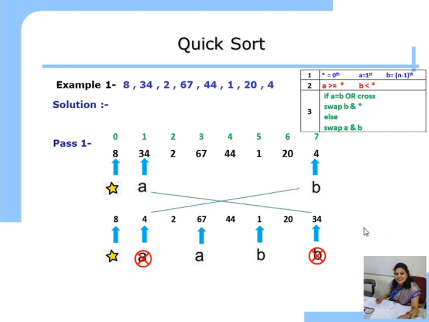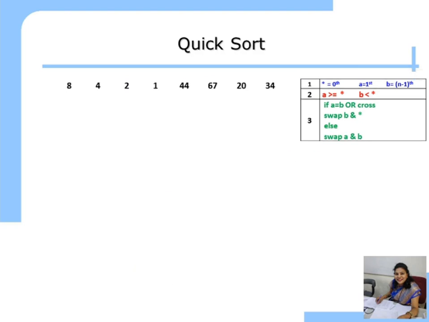Now after adjusting A and B, we again check. Are A and B at an equal position? No. Do they cross, with B at the left side and A at the right side? No. A is at the left side and B is at the right side. So you swap A and B. After swapping, what do you get? Tell me. You will get 8, 4, 2, then 1, then 44, 67, 20 and 34. Since we have not swapped the pivot yet, our pivot is 8. We are continuing this pass to the next slide.